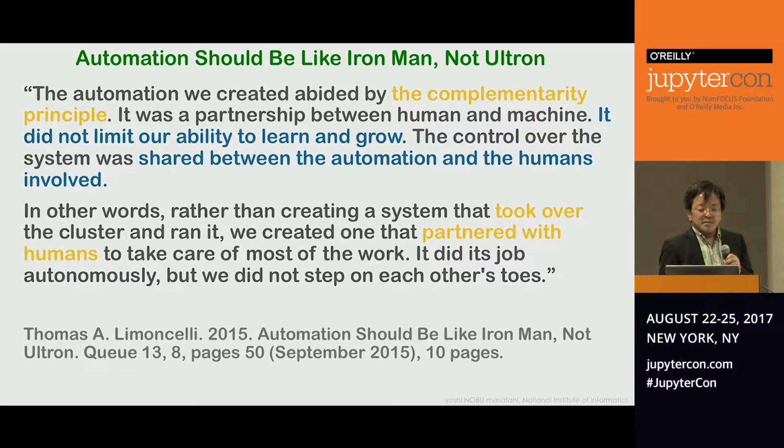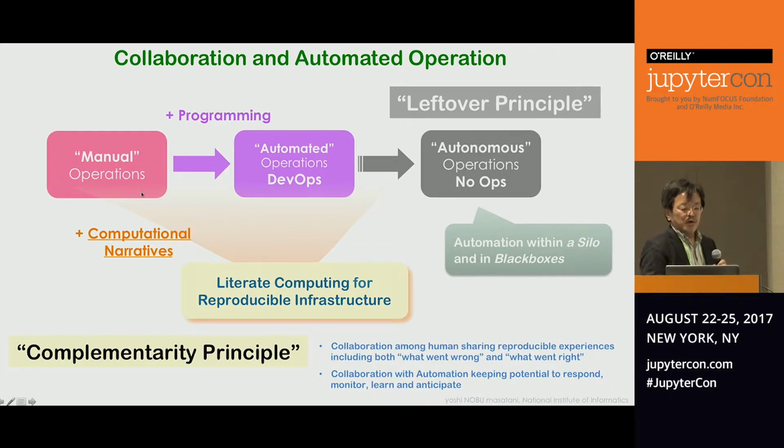What we have learned from our experience is, I'm not efficient in English, so I use a script. What we'd like to seek is complementary principles, not Ultron, just like Iron Man. That means that in a usual DevOps approach, it goes to automation, which results in leftover principles. Easy things are automated, and something difficult or that cannot be described remains for the human. But through the notebook, these automated operations are still under the control of the human.